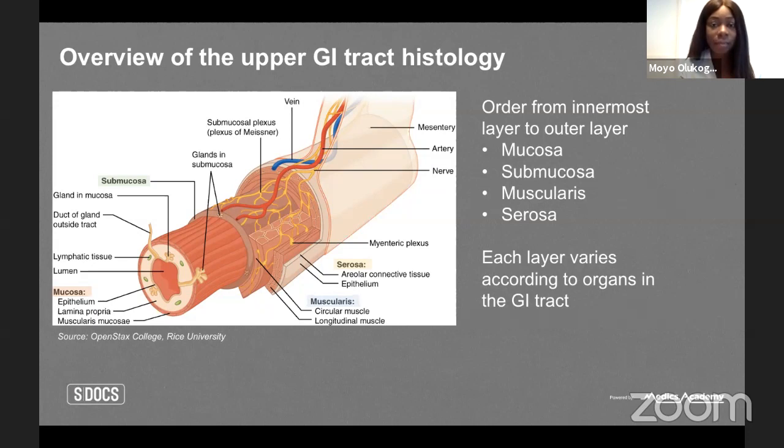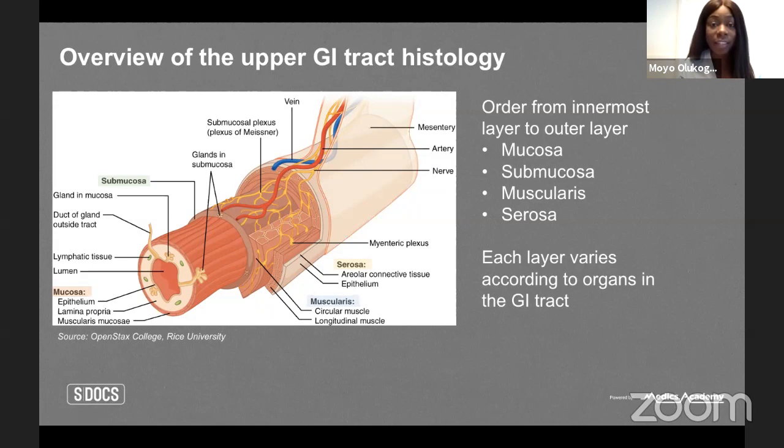The next layer is the muscularis. This is just a muscle layer. Here we can see there's an inner circular muscle layer covered by an outer longitudinal muscle layer. And this is innervated by the myenteric plexus. This allows peristalsis, so the food can travel down the GI tract.